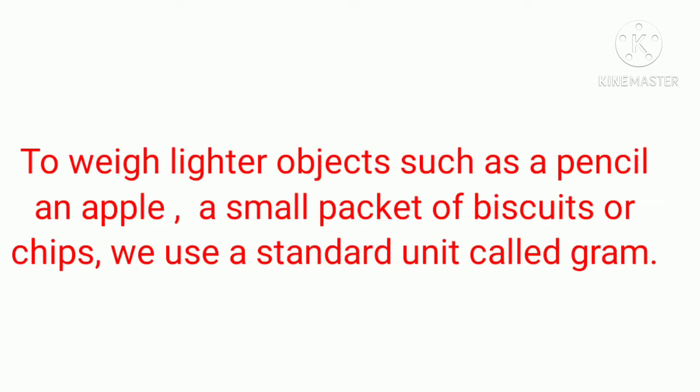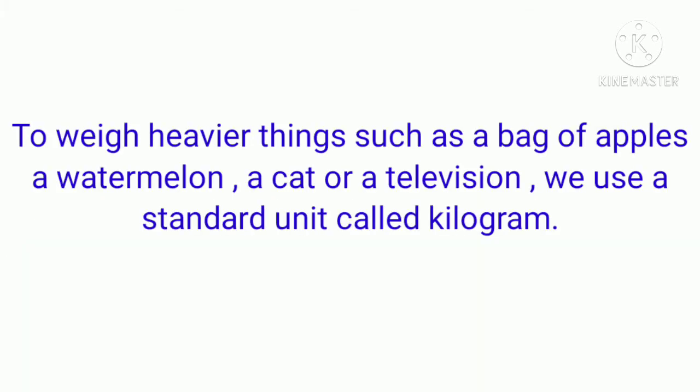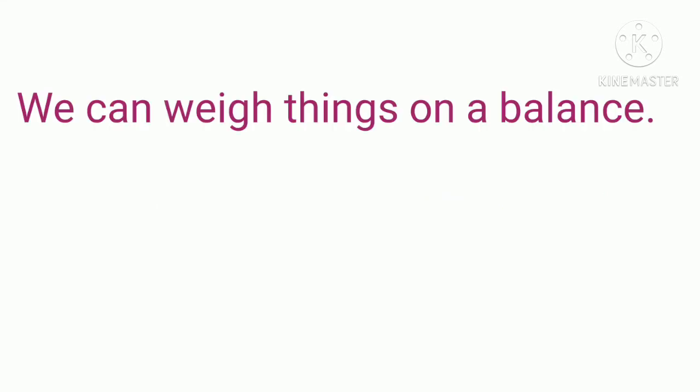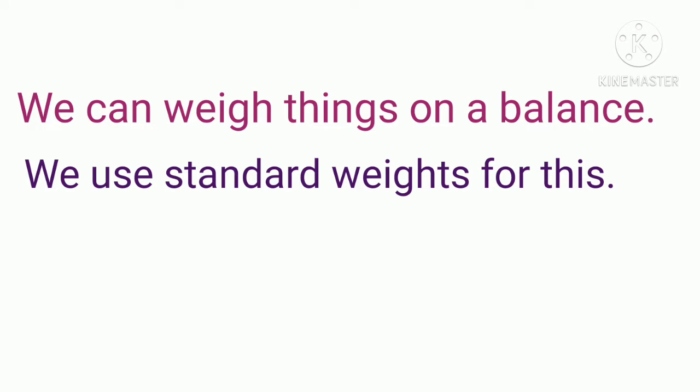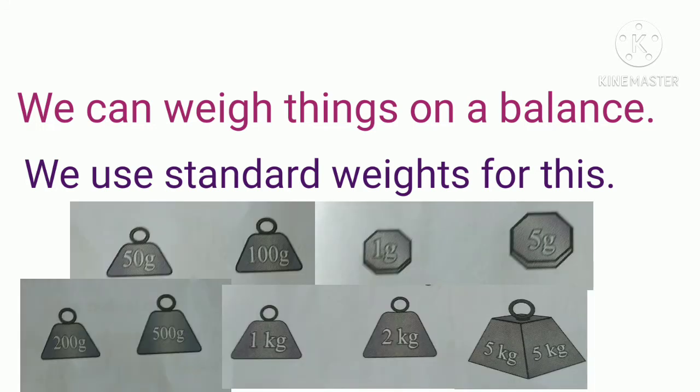To weigh lighter objects such as a pencil, an apple, a small packet of biscuits or chips, we use a standard unit called gram. To weigh heavier things such as a bag of apples, a watermelon, a cat, or a television, we use a standard unit called kilogram. We can weigh things on a balance. We use standard weights for this. See children, these are some standard weights.